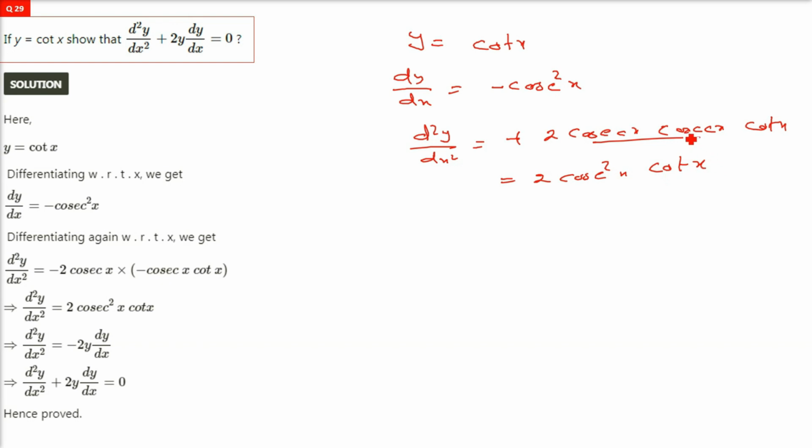This is d2y by dx2. So this dy by dx is already there. It is minus cosec square x. So if you want to replace minus cosec square x, negative has to be taken on the left. So we have minus 2 in place of cosec square x. I am writing negative dy by dx.